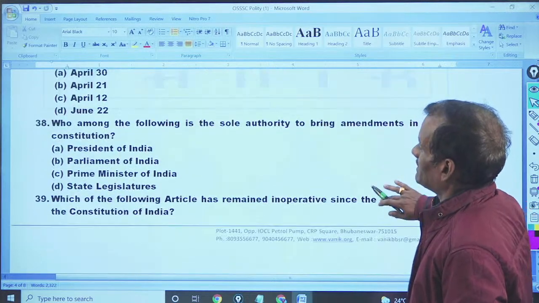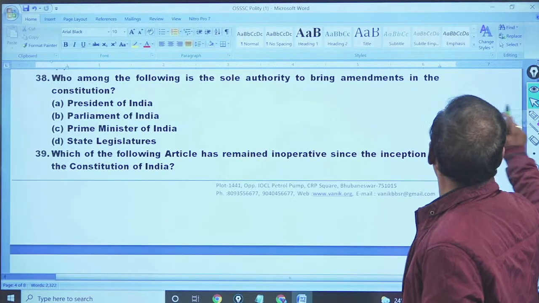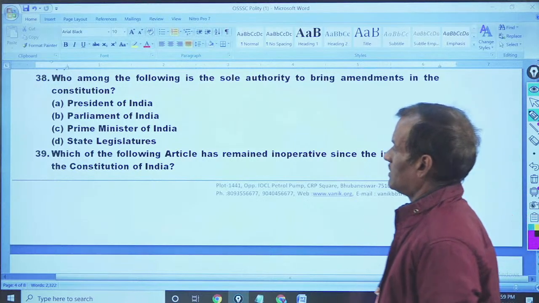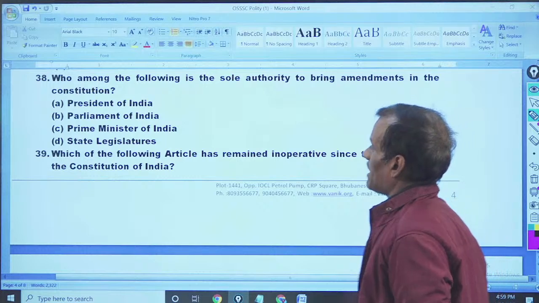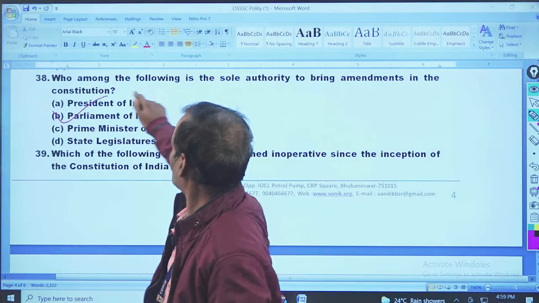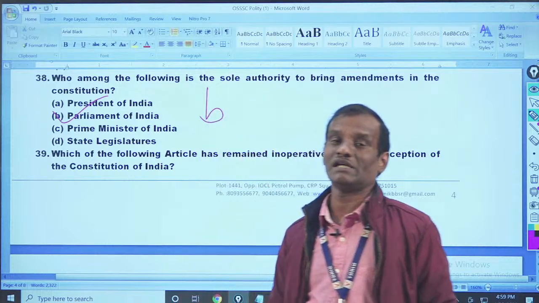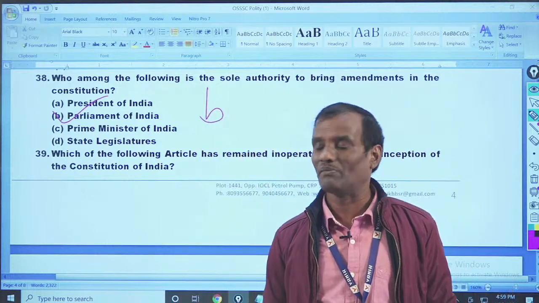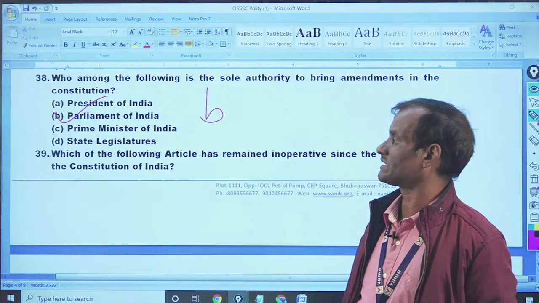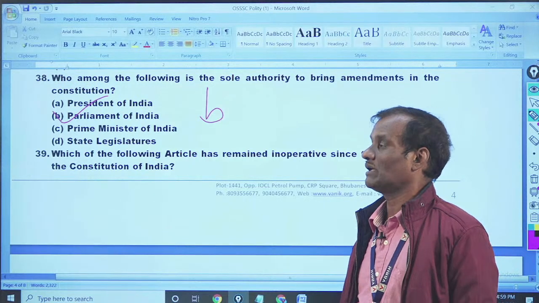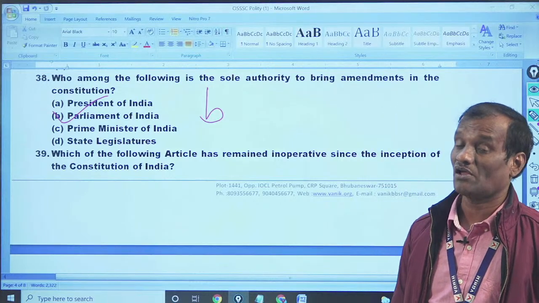Okay. Who among the following is the sole authority to bring amendments in the Constitution? The Constitution can be amended by Parliament of India. So it is Parliament that can amend. If any amendment is made, then it is Parliament who can bring the amendments, under Article 368 and by other provisions. It can amend, but no state legislature can amend it.